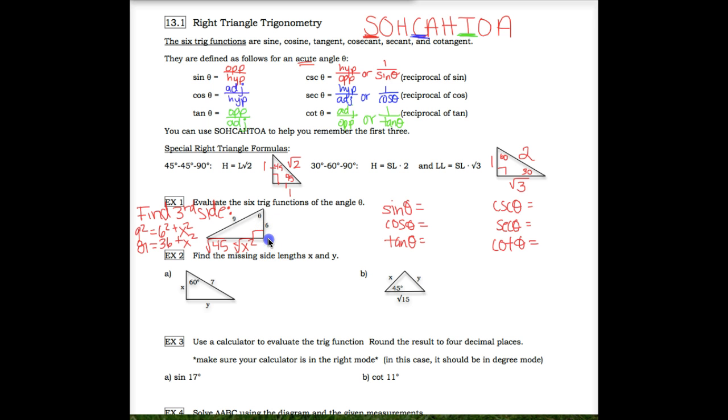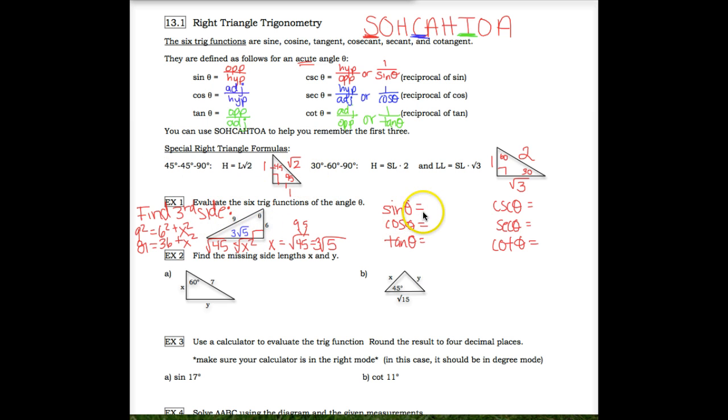Now in trig, unless it says otherwise, you are going to leave your answers in simplest radical form, which means no decimals. So if I factor tree the 45, it's 9 times 5. So 3 radical 5 is what that missing side is. So I'm going to write that in blue here so that when I look at my theta, I can just look at all 3 sides together.